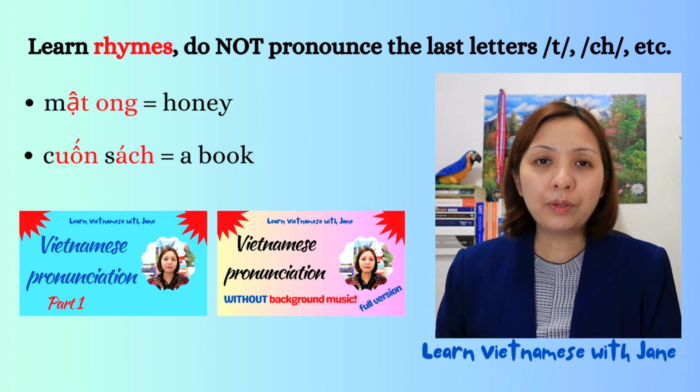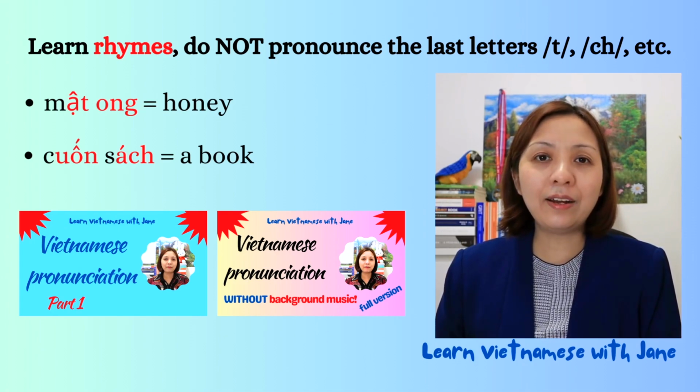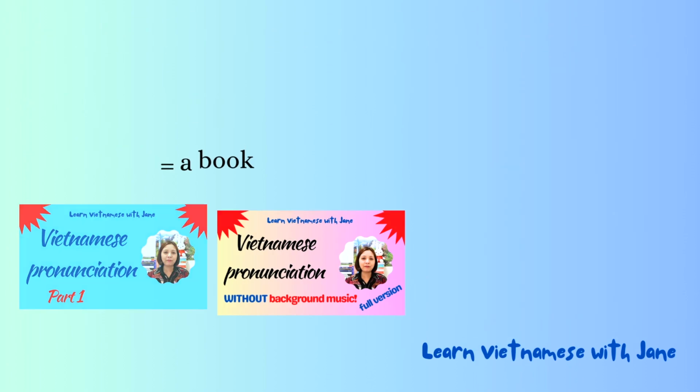For example, the word mật ong. So you can see the word mật has the T sound at the end. But I will say mật ong. I don't say mật ong. Or for example, the word cuốn sách. So I say cuốn sách. The word sách has no ch sound at the end. I say cuốn sách. I don't say cuốn sách. So a note here is we don't pronounce the last letter of a word in Vietnamese.